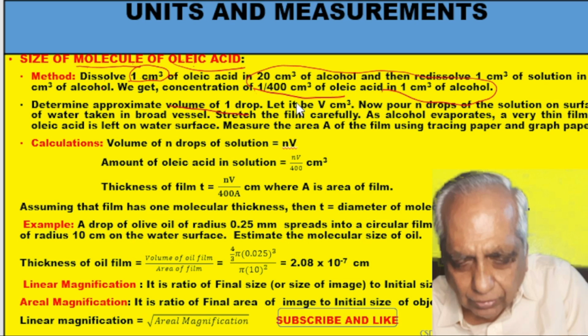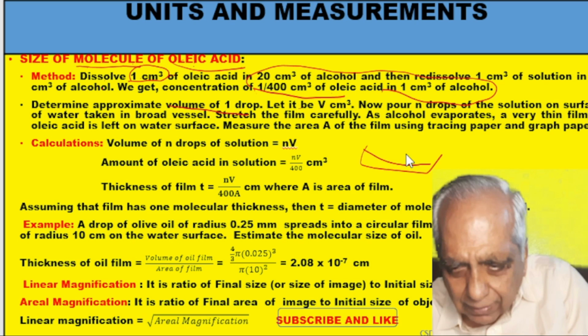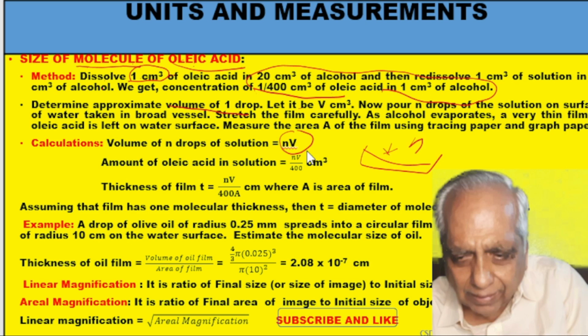This is containing water. Here I am adding n drops of this alcohol containing oleic acid. When I drop n drops here, I know the volume of each drop. So how much solution have I dropped? N into V.